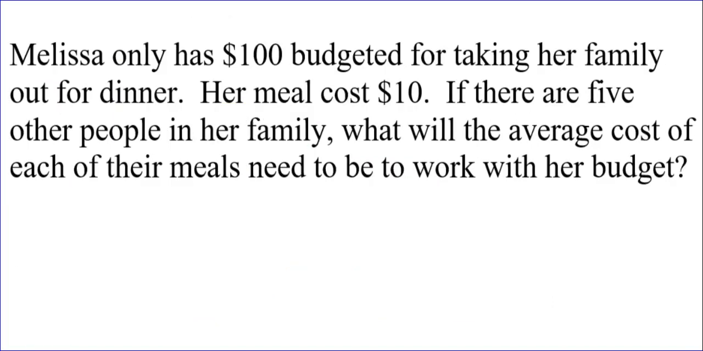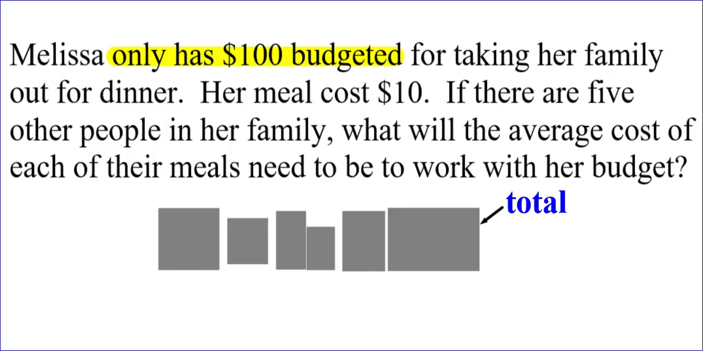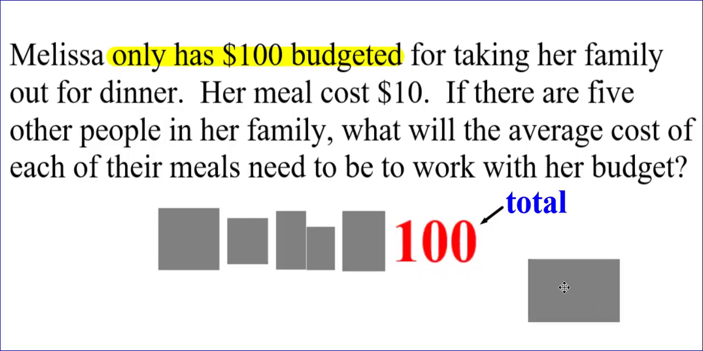One more problem. Melissa only has $100 budgeted for taking her family out for dinner. Her meal costs $10. If there are 5 other people in her family, what will the average cost of each of their meals need to be to work with her budget? All right, once again, can you find the total? Melissa only has $100. That's the total amount of money that she can spend max. Now, only has $100 budgeted. If you understand budgets in real life, you do not want to go over that budget. And she only has that much money budgeted. So on this problem, being less than or equal to makes perfect sense.